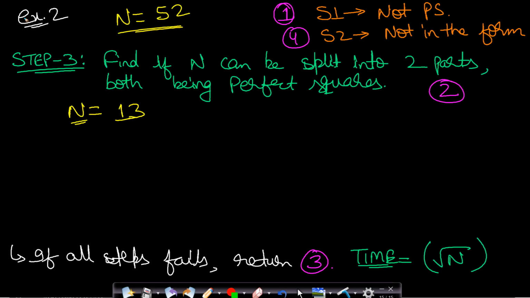Okay. Now let us look at example 2. Here the n value is equal to 52. Now this 52 will pass through step 1 and step 2. When it passes through step 2, the n value will be reduced to 13, because we were basically dividing the number by 4 as long as it is divisible by 4. So the result will be 13.